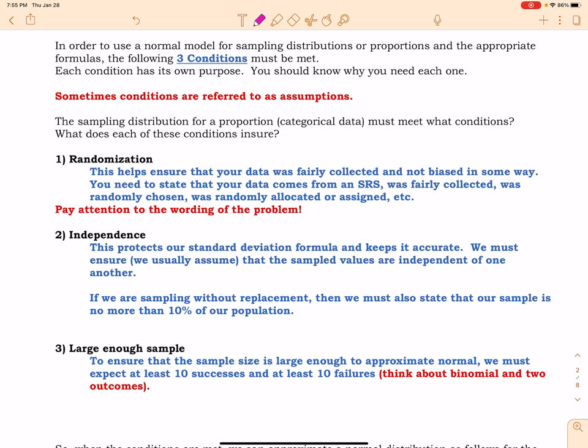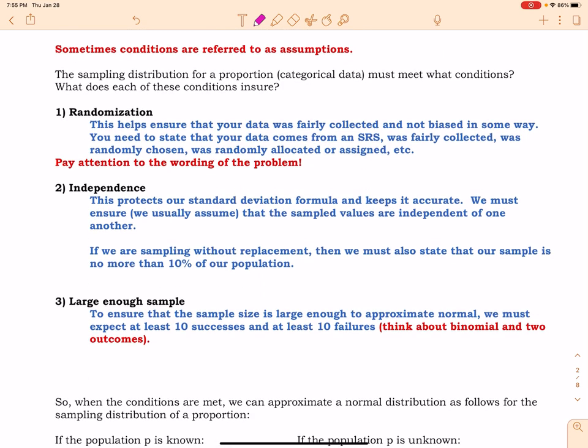We want to talk about conditions. Okay, so when we talk about conditions, they're all about the sample. Ultimately, what we want to do is recognize that a sample meets certain criteria so that we can use the normal curve or the normal probability model to answer probability questions.